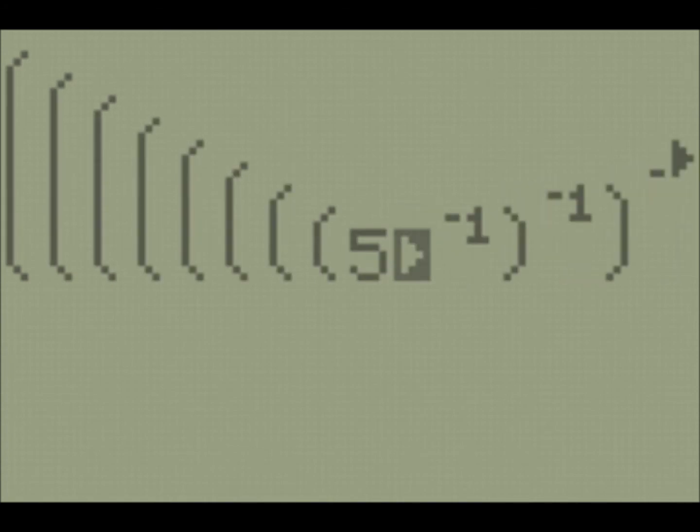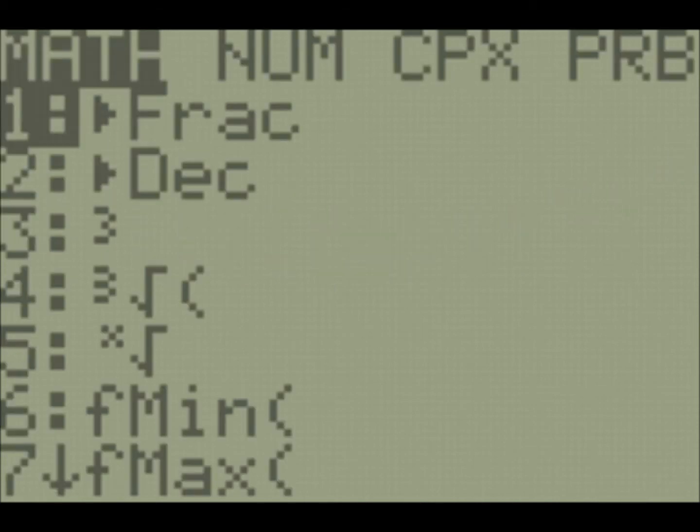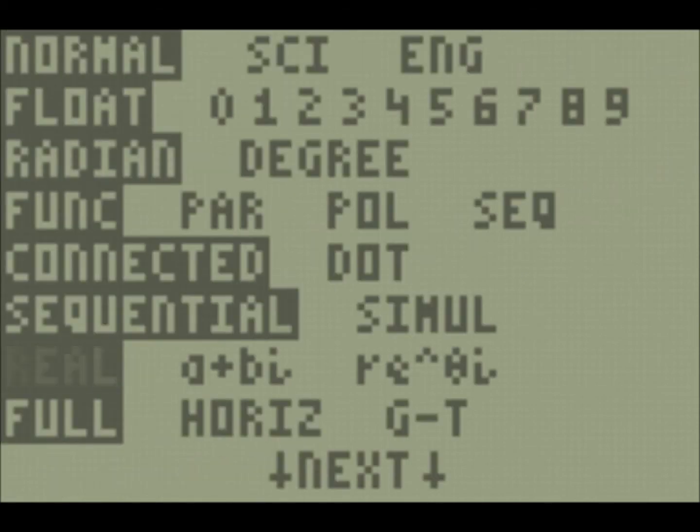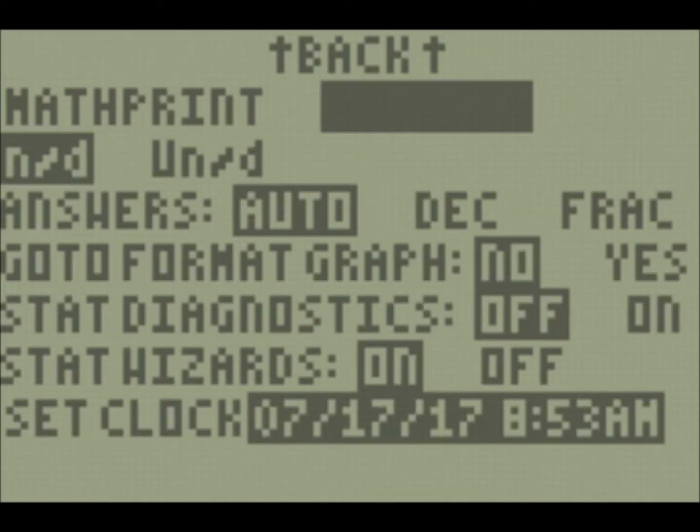And this just takes up a lot of space. And I much prefer classic mode. And in classic mode, everything will go in one place, all on one line. So before, that would have taken up multiple screens worth of space in math print mode, and on classic mode it all fits on one line, and we get an answer of 5.